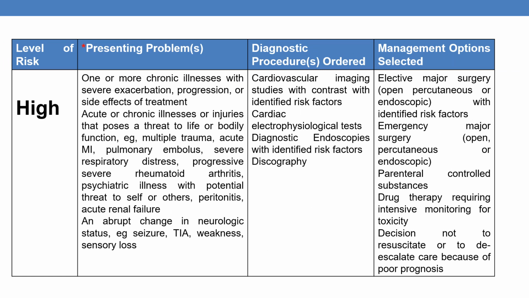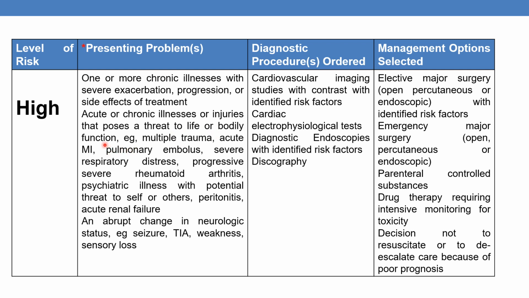Now coming to the high level of risk. High level of risk leads to high MDM. So what are the presenting problems which lead to high MDM? MDM of high complexity, in other words. Presenting problems are one or more chronic illness with severe exacerbation, progression or side effects of treatment. Severe exacerbation. Acute or chronic illness or injuries that pose a threat to life or bodily function.